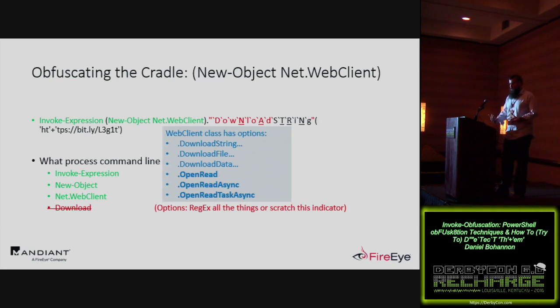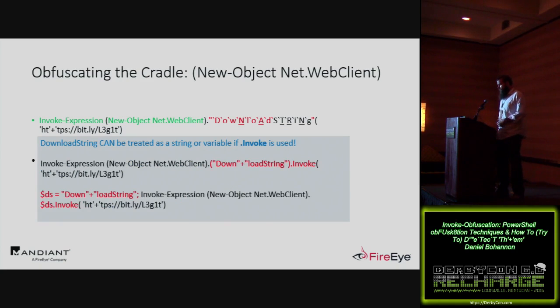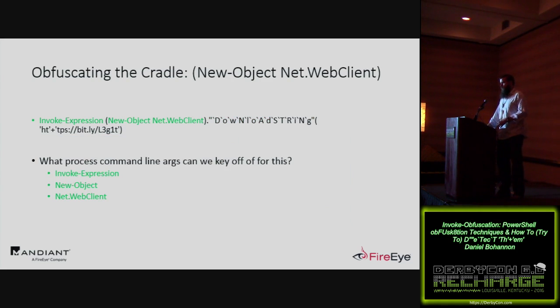And actually, if you do decide to regex all the things, we talked about download string, file, data. There's also an open read, which also brings the payload down to memory, something else to keep in mind from a detection perspective. In addition, let's say you don't want to just do ticks. You want to treat a member argument as a string. You can encapsulate it with parentheses, concatenate it inline or as a variable, and then you can add a .invoke member operator on the end of that, and now it's a string. So, are we okay to remove that as a solid indicator?